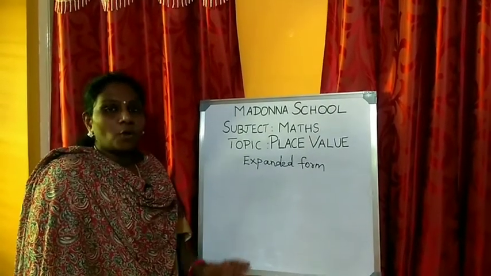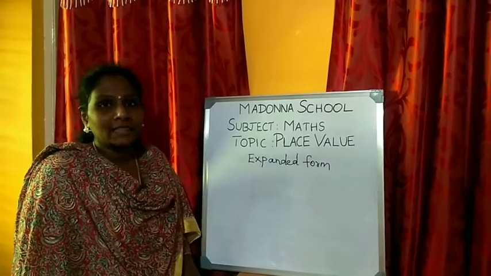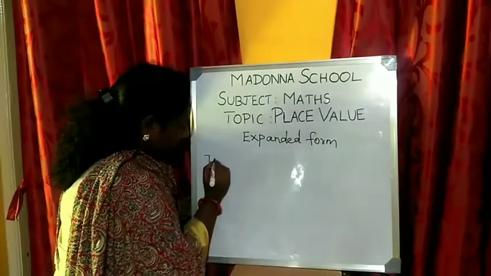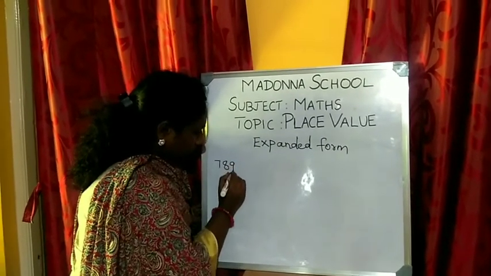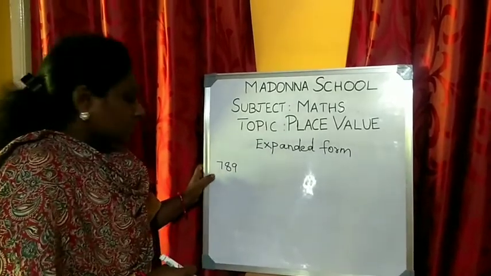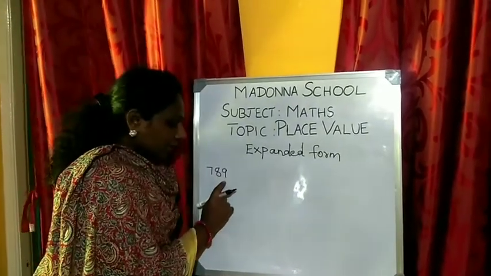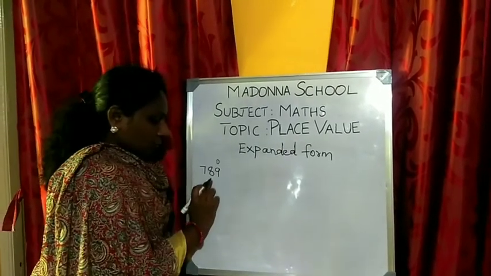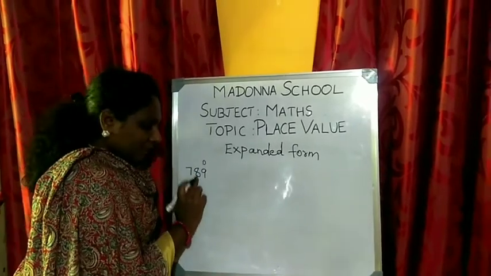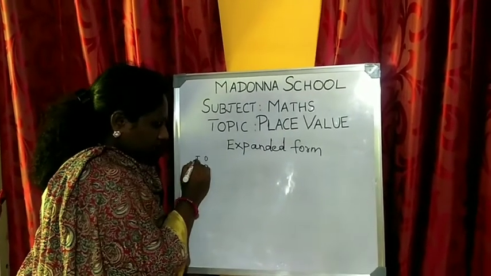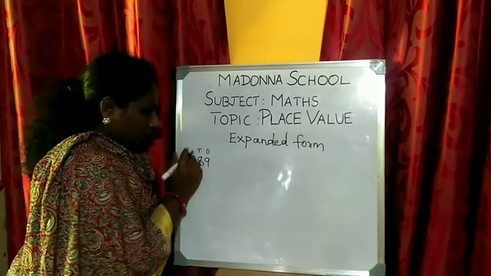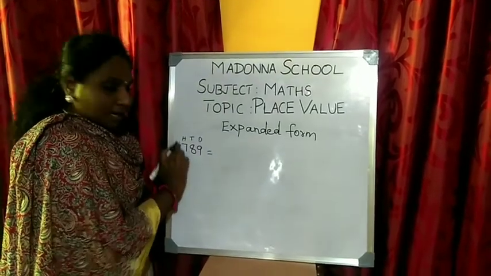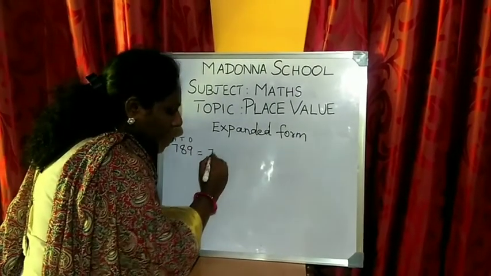The expanded form makes it easy to understand the value of a number. Now we'll see a few examples. What is this number, children? 789. So 9 is at what place? 9 is at ones place. So what should I write here? O. The second place is called what, children? Tens place. So what should I write here? T. The third place is called what, children? Hundreds. So what should I write here? H. So how to write the expanded form? 7 is at hundreds place. So 700.